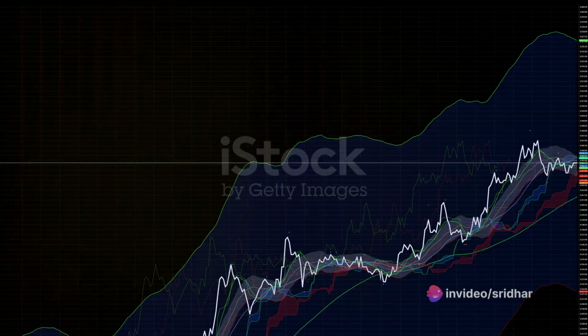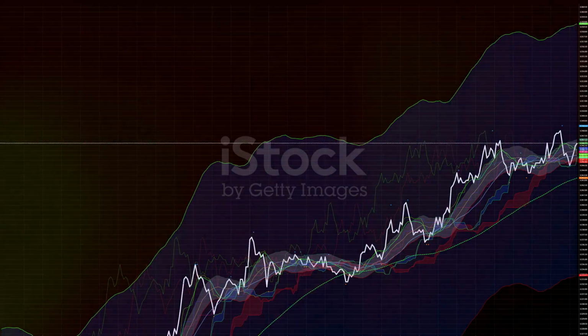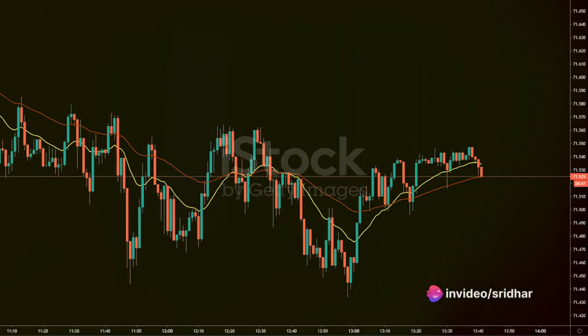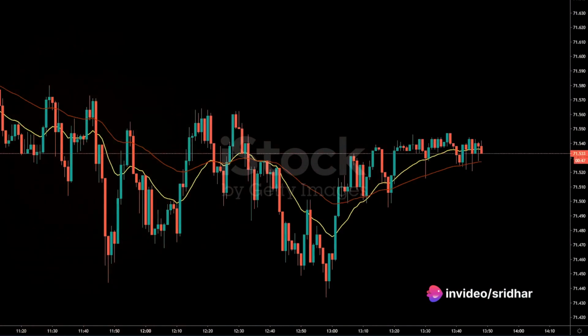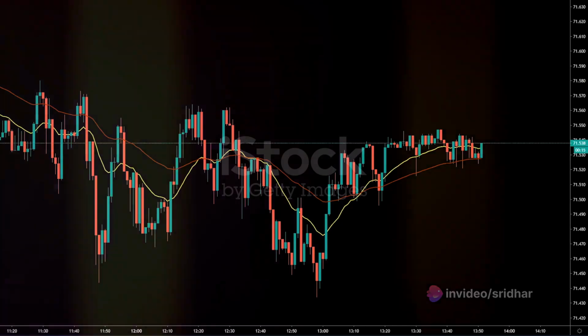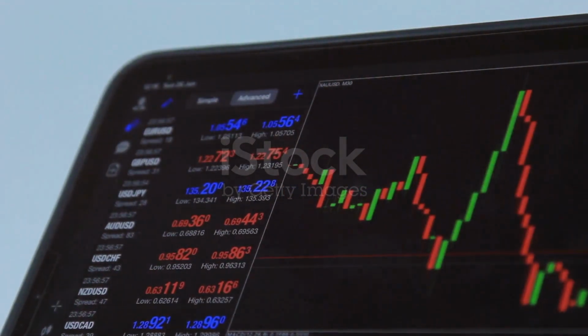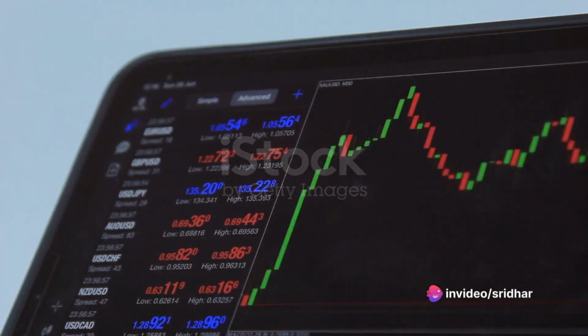Executing the backtest involves setting the parameters of your trading strategy, such as the entry and exit points, stop loss, and take profit levels, among others. The software will then simulate trades based on these parameters and the historical data. It's like running a dress rehearsal for your trading strategy, except the audience is made up of past market conditions. Finally, we arrive at the third stage, analyzing the results.